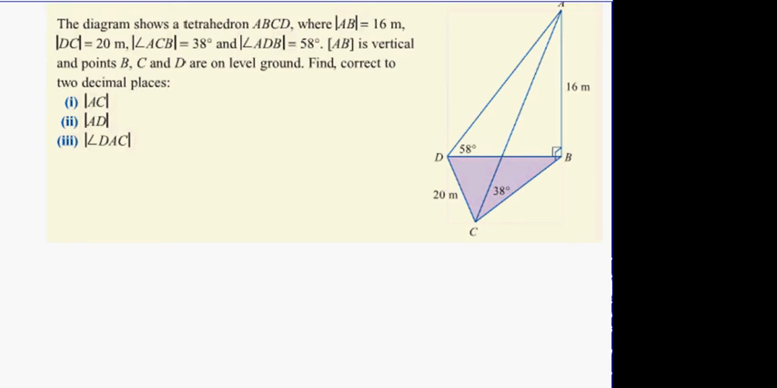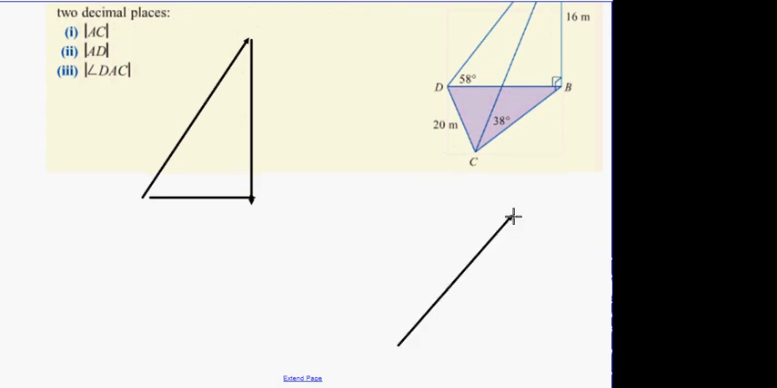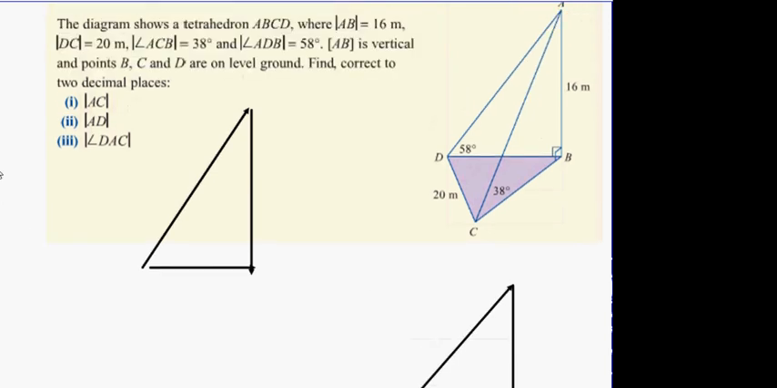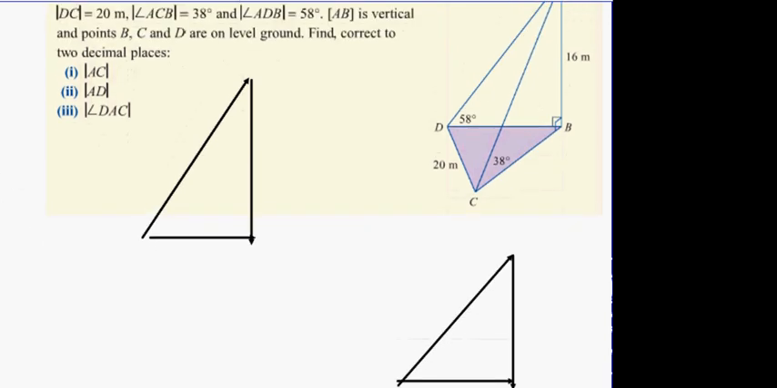Okay, we're going to draw 3 triangles. First triangle we're going to draw is ABC. Next triangle I'm going to draw is ABD. ACD is here. It's at 90 degrees. ABD is here. It's also at 90 degrees. ABD has an angle of 58.